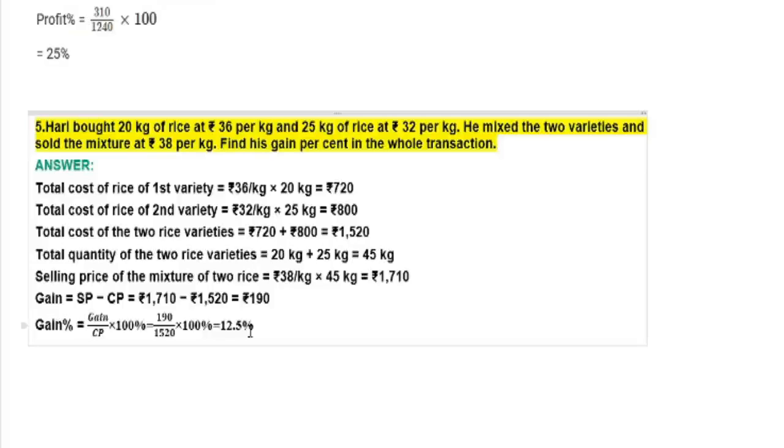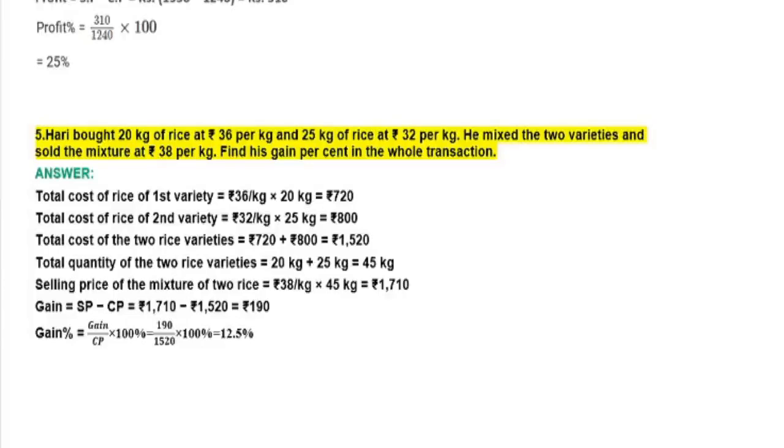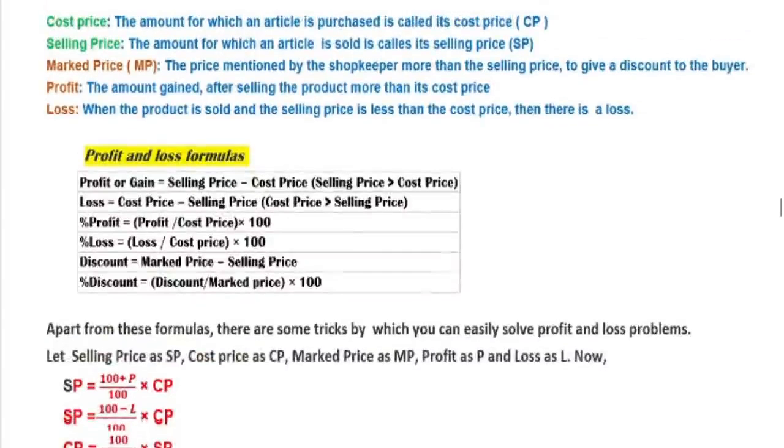So thus Hari will get 12.5% gain in the whole transaction. I hope it is clear, these 5 examples, and through these examples you can solve other questions also. So remember the main formula for profit and loss.